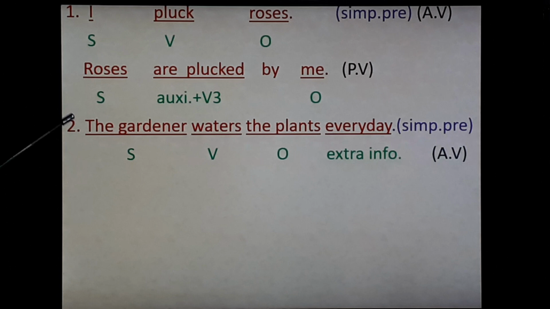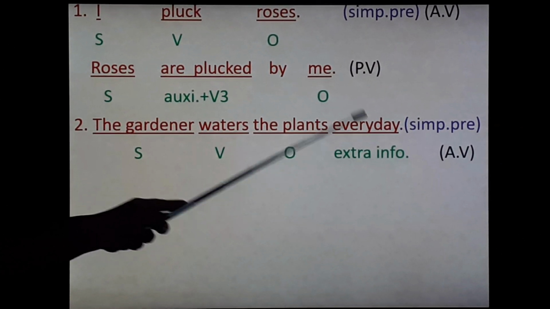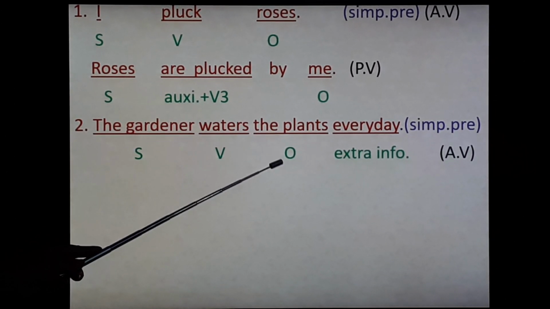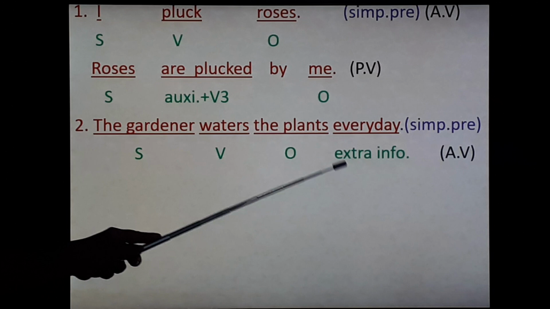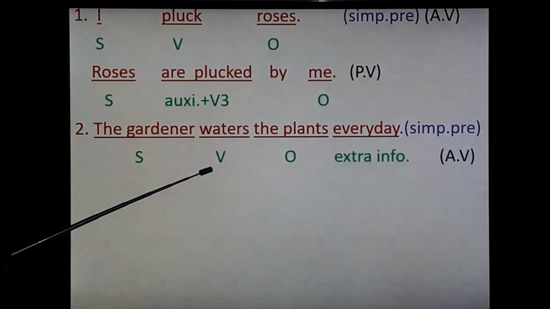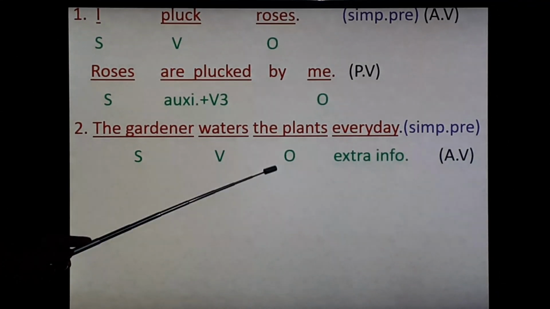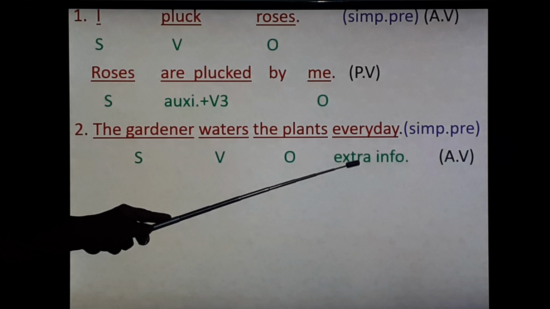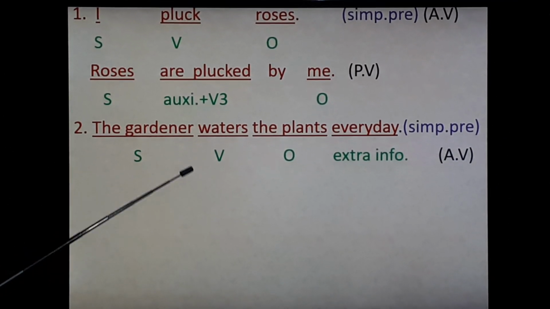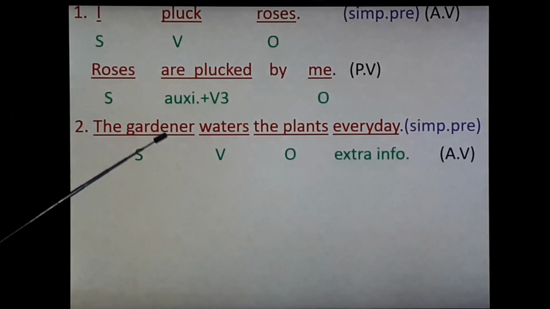Next example, the gardener waters the plants every day. Here find out subject, verb, object and extra information also. Here the subject is the gardener, the verb or main verb or V1 form is waters, the plants is the object, and every day is called extra information. Now come to the verb. So that is waters. So this is an example of simple present tense.